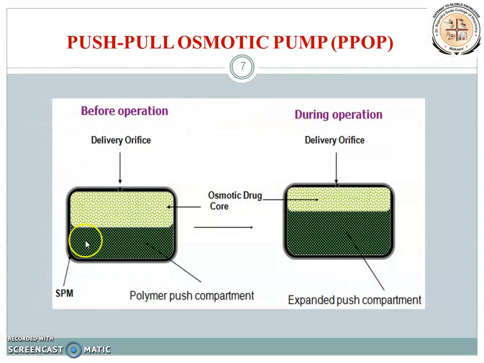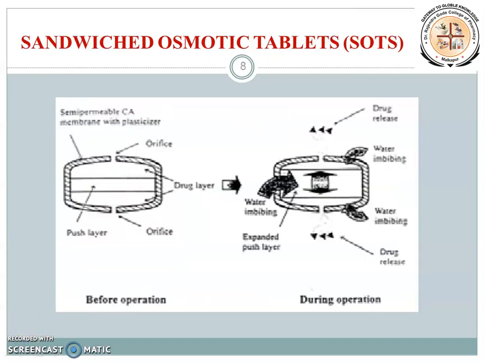See here, this is easily understood by seeing this diagram. The compartment of drug and this osmotic agent are the same, but after administration, when it absorbs the water through the semi-permeable membrane, this osmotic agent compartment gets expanded and creates a pressure on the drug reservoir, and the drug may be released through the small orifice. This type is called a push-pull type of osmotic pump.